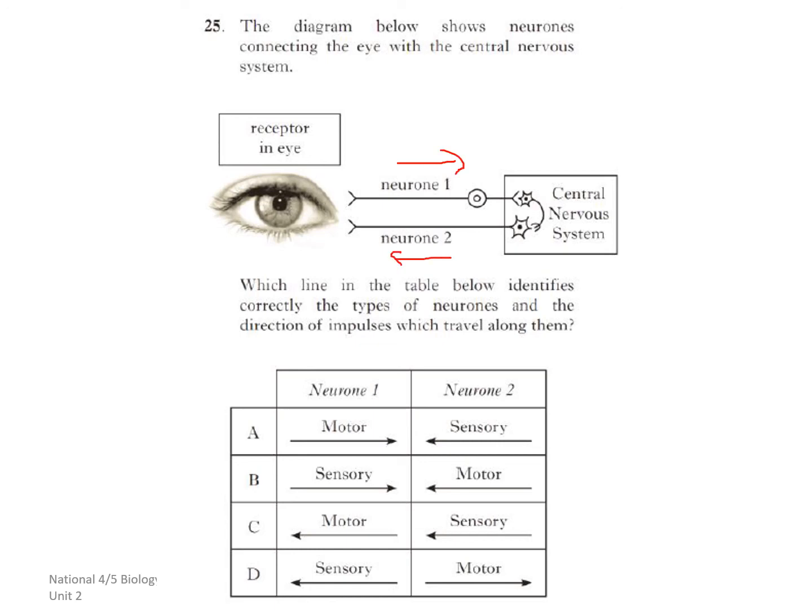So we should know that the first nerve is always going to be, well, pause the video and you put what you think first of all, and then I'll go over the answers. So the answer would be B, and the reason being is the first neuron is always the sensory and the second neuron is always the motor.